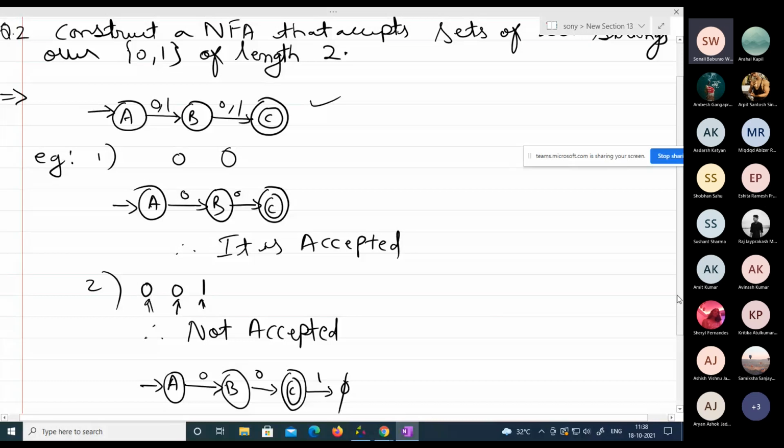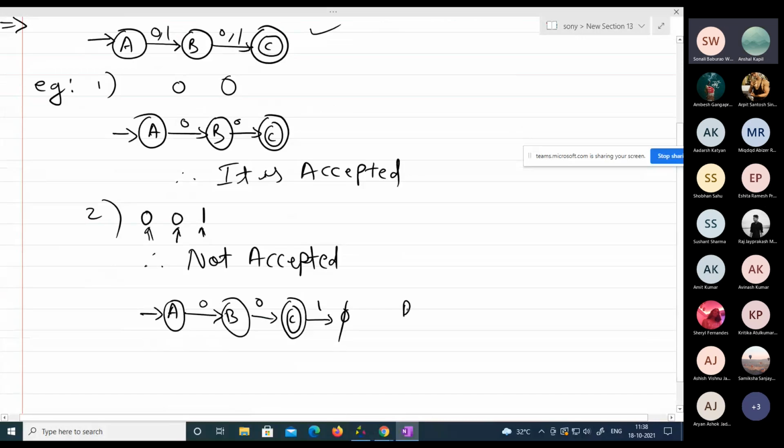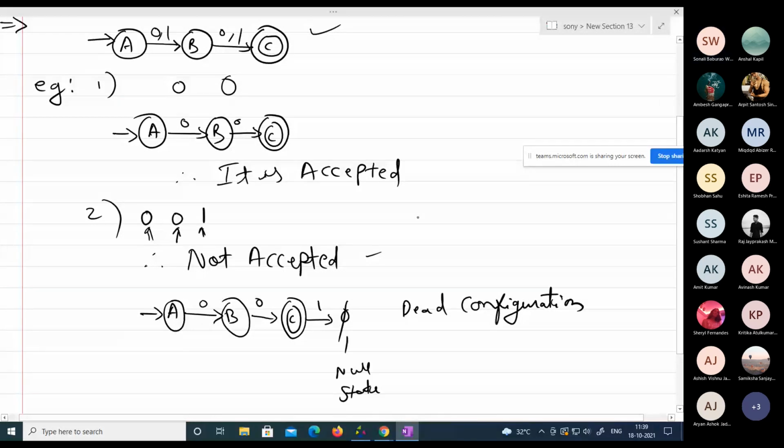And this is called a dead configuration, and it's not accepted. Therefore, it is not accepted since I'm not present in my final state, because I do not have any transition for input 0 or 1. So it goes to the null state. That's why it is a dead configuration and it is not accepted. This is our solution for this question. Is it clear, all of you?